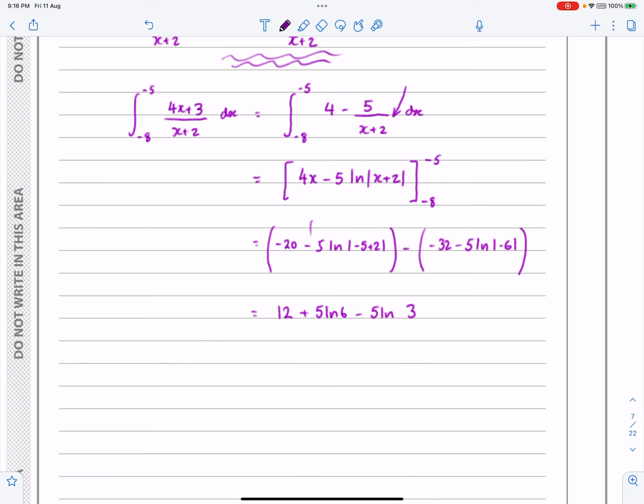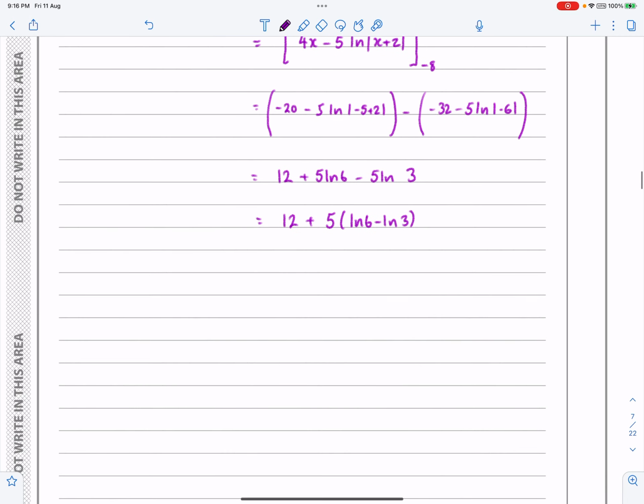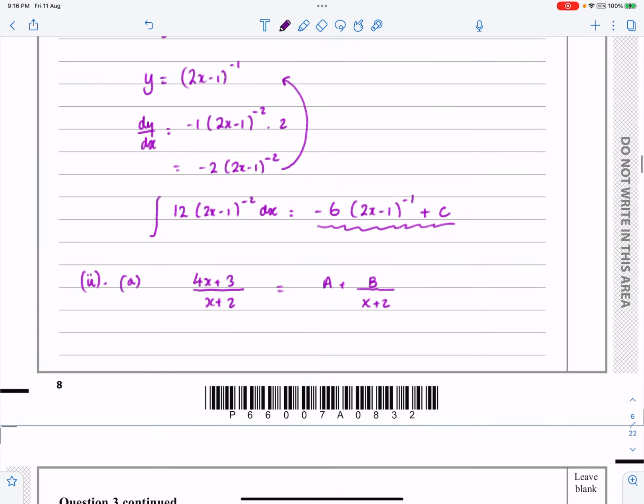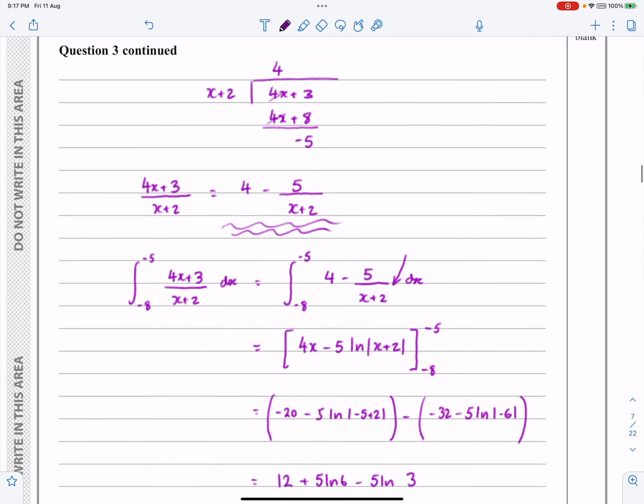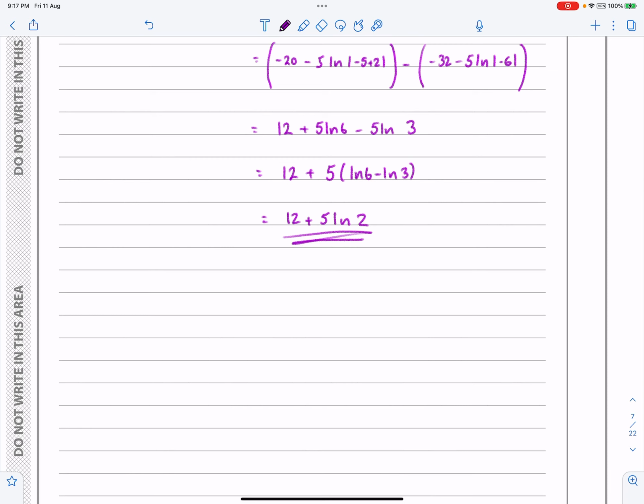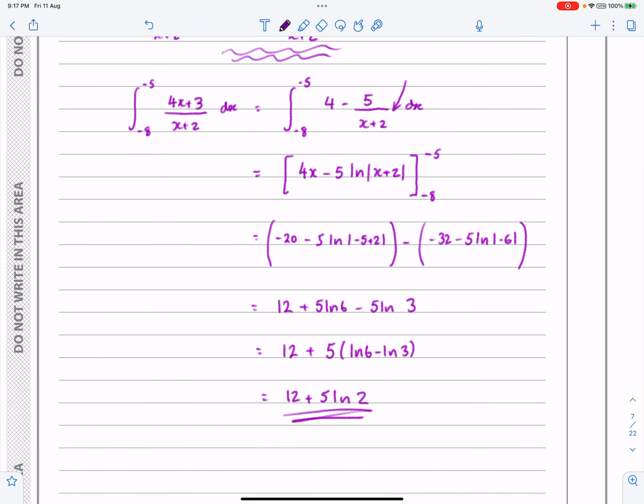So I've just tidied those two up to make it a little bit easier for me to now say that's 12 plus, you can take 5 out at the moment, 5(log 6 minus log 3), which is 12 plus 5 log 2 here. And then if we go back, what does it say in the question? Find the exact value. That is the exact value. And in its simplest form, I can't think of anything simpler than that in terms of the way to write that down as an answer. So hopefully that one all makes sense.